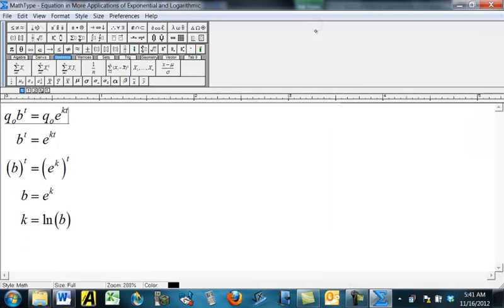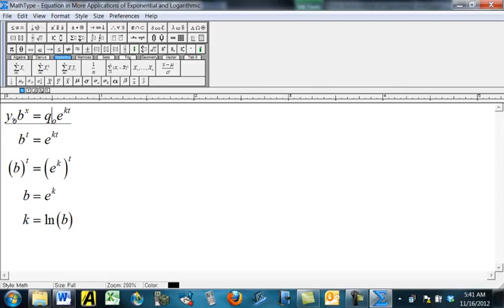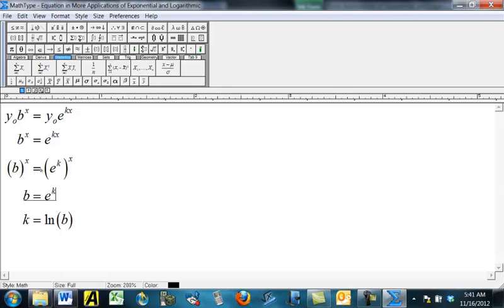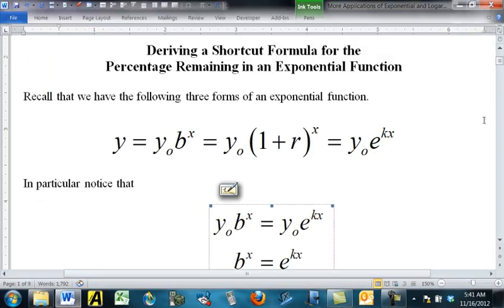Let me go ahead and switch back to the generic letters here. So y equals y sub 0 b to the x, let's look at it in that form. If that's also equal to y sub 0 e to the kx, notice if you divide both sides by y sub 0, you get b to the x power is e to the kx. And b to the x power is (e to the k) to the x power. So they both have x powers on the outside, so that must mean the bases are the same, that b is e to the k. Well, if you solve that for k, we get k as the natural logarithm of b.